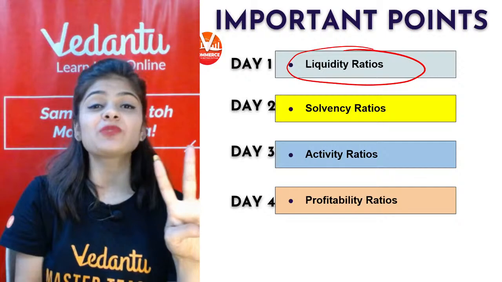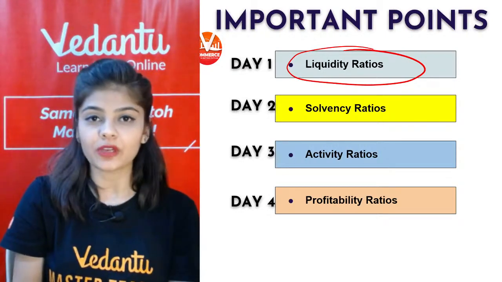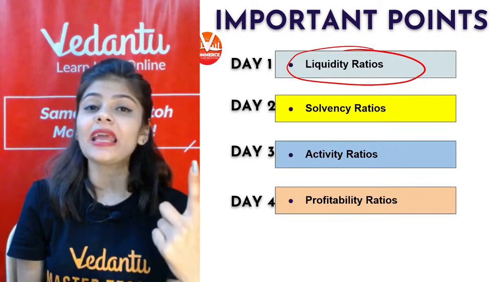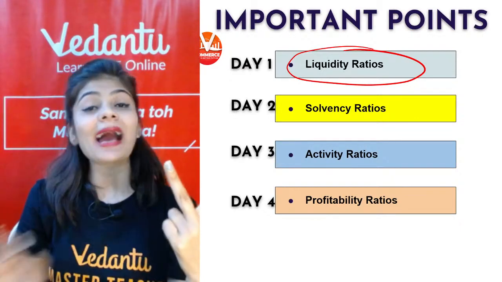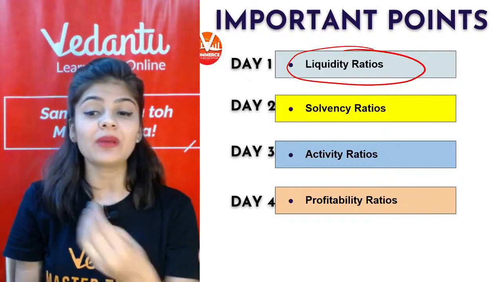There are 4 types of ratio and on each day we will do a different type of ratio. First day you will complete liquidity ratios. Second day you will complete solvency ratios. Third day you will complete activity ratios. And fourth day you will complete profitability ratios.